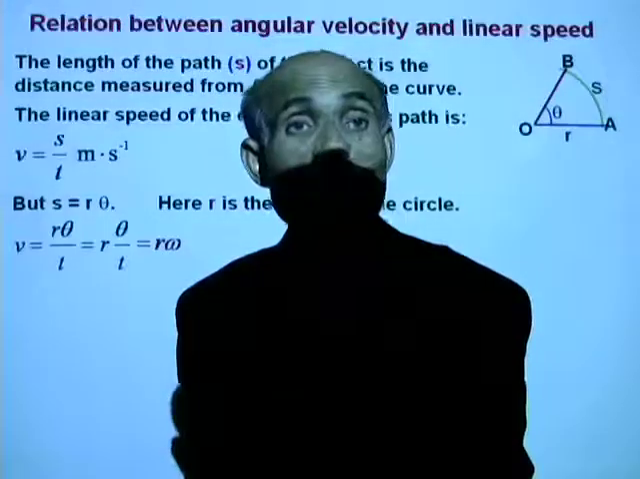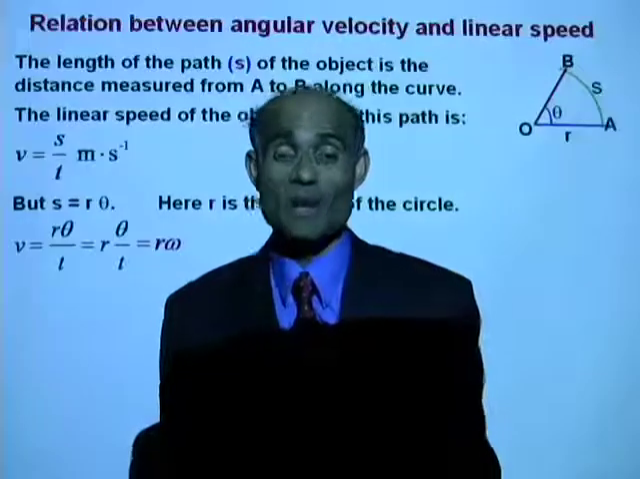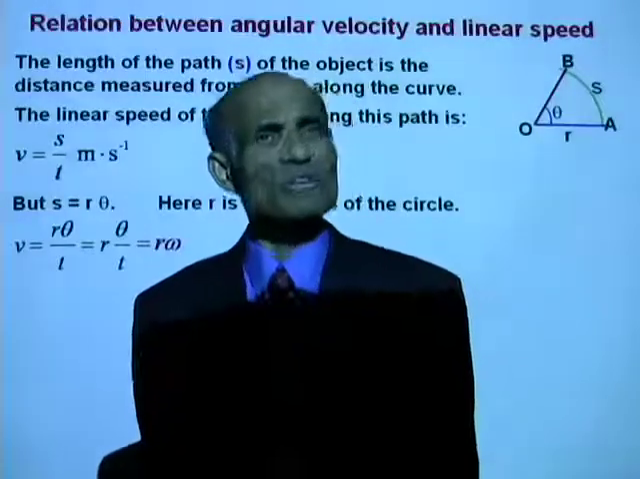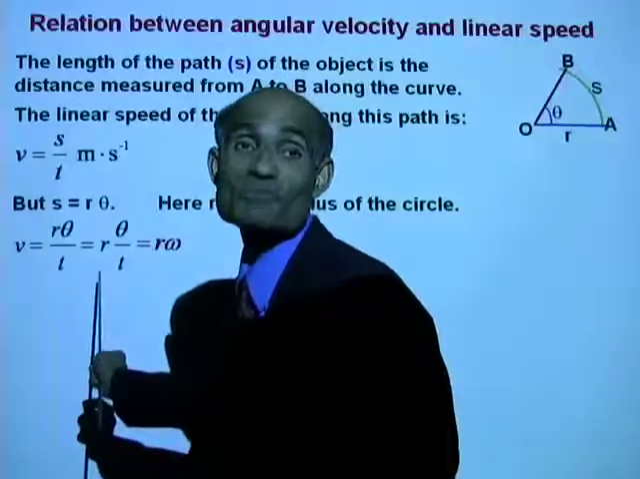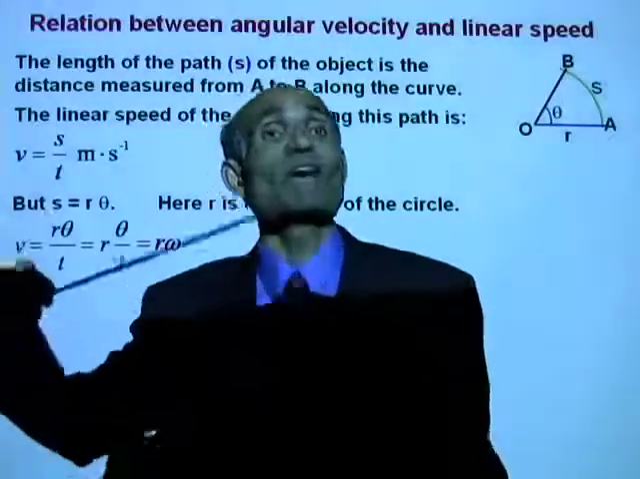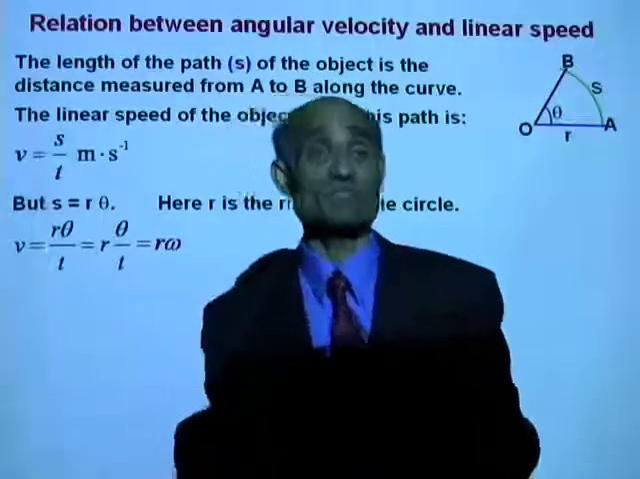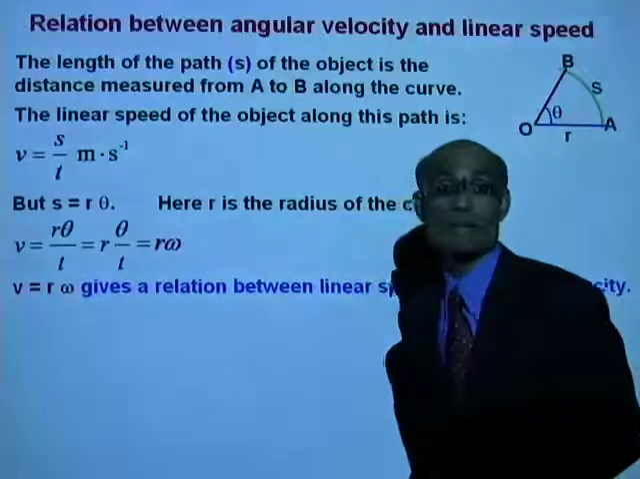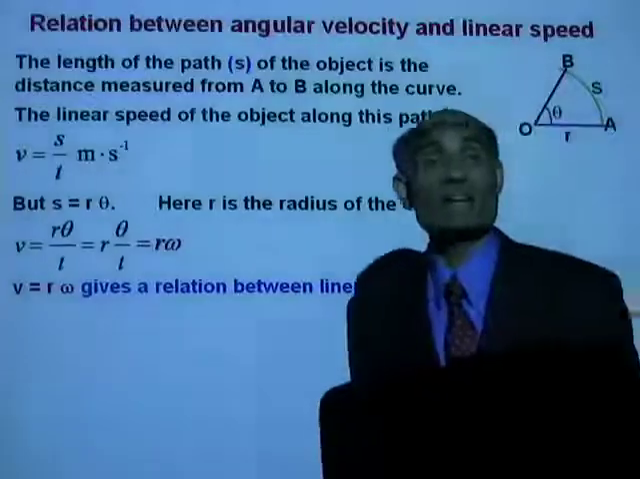A very important relation. I want you to remember that. Now I tell you many times, I want you to remember these relations. But do you really do that? I will ask you this several times in the course. And if you're doing physics 2, I will ask you that there also. Because this is such an important relation. So V equals R omega gives a relation between linear speed and angular velocity.